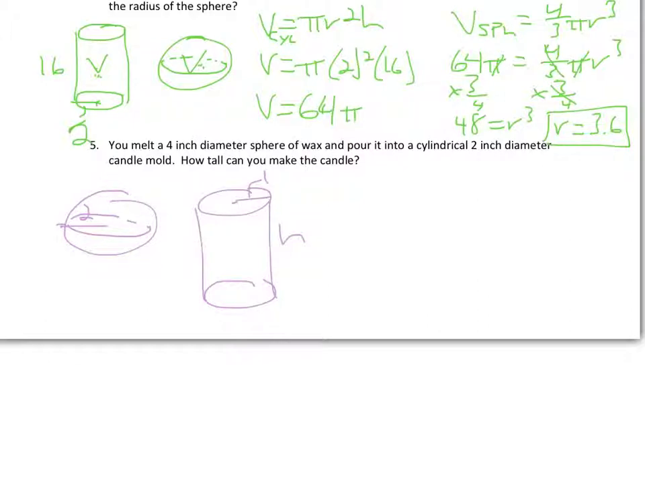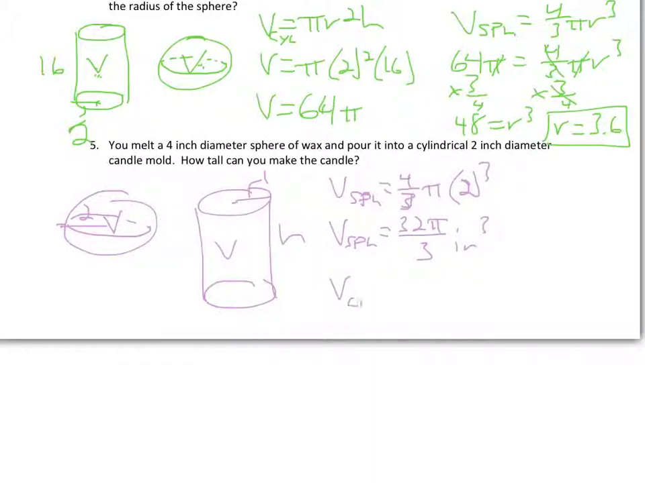We're going to work with the same volume idea again. Once again, the volume of this is going to be equal to the volume of that. So the volume of our sphere is 4/3 times pi times the radius, which is 2, cubed. So 2 cubed is 8. 8 times 4 divided by 3 is 32 over 3. So the volume of our sphere is 32 pi over 3 cubic inches.